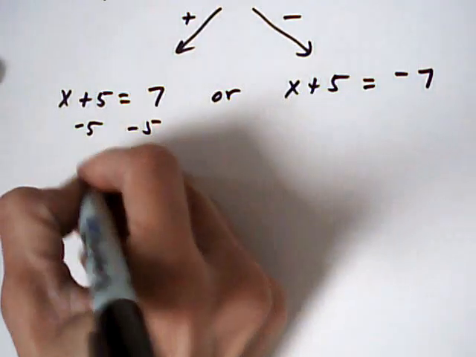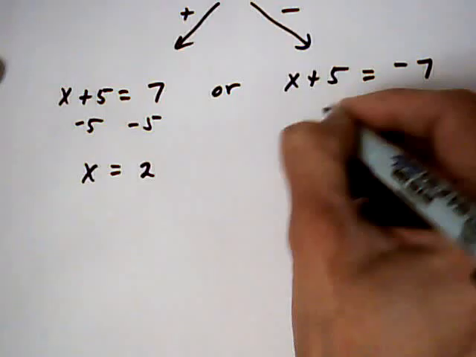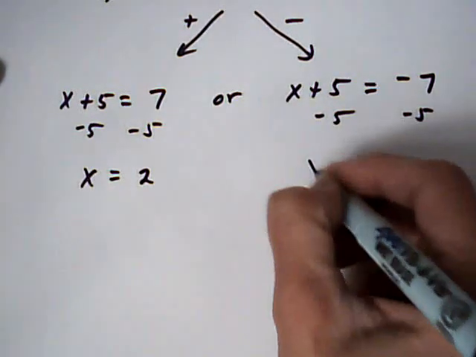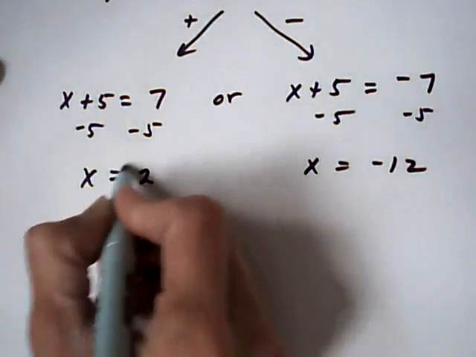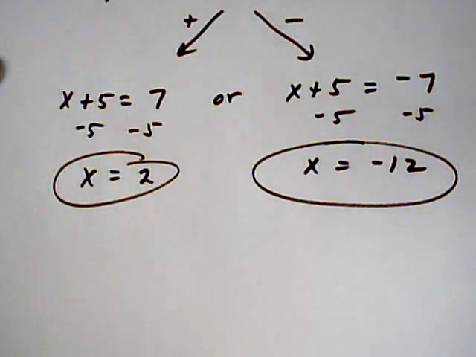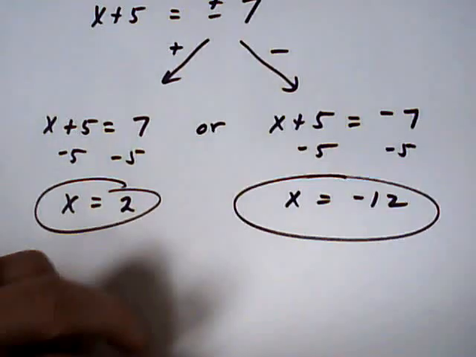Take away 5, take away 5, x equals 2. And take away 5, take away 5, x equals minus 12. So those would be our two answers for that problem. Let's try out another one. And remember, when you're doing these, always plug your answers back into the very original equation, before you did any square rooting, and check to make sure that it really does make the statement true. Alright, we got some time, so let's do another one.